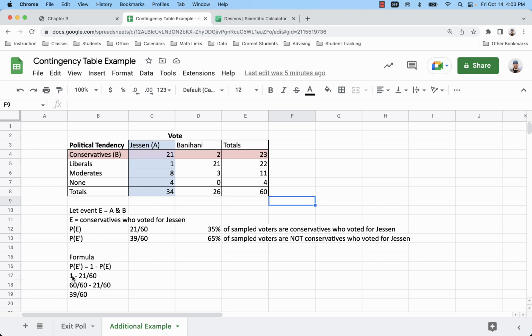If we take the full group, 100%, or 60 out of 60, take away the 21 out of 60, we get all the rest. We get that complement. That's 39 out of 60, 65%. And then you can see how those two percentages add to 100. So my final answer here, the percent of sample voters who are not conservatives who voted for Jessen, that's 65%.